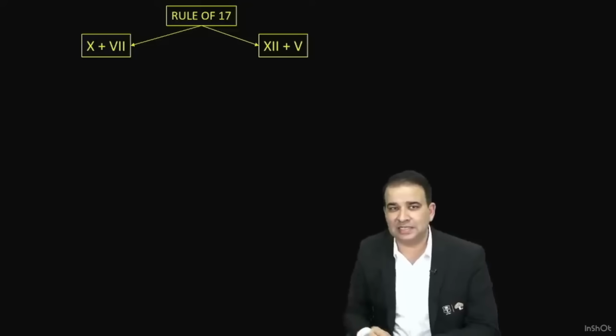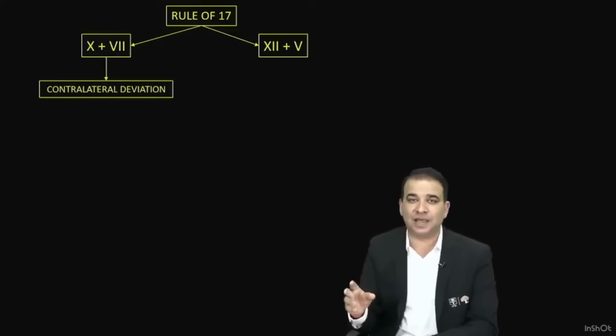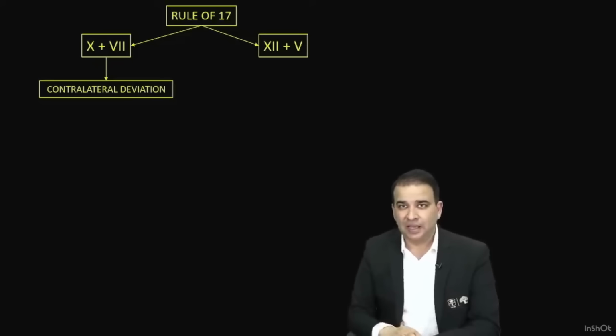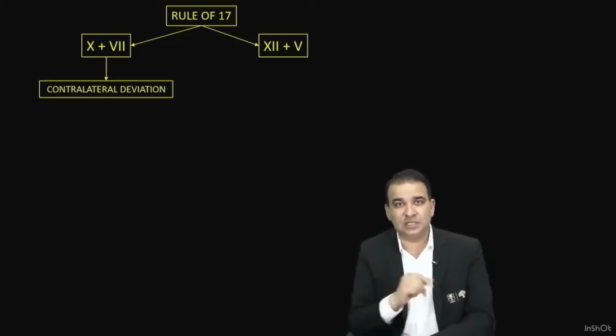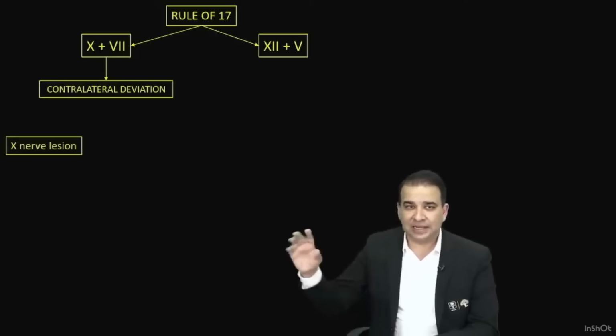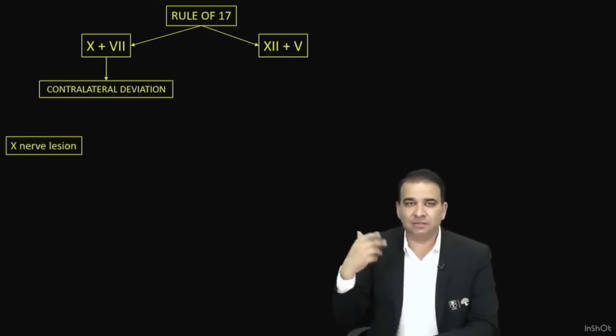Injury to the 10th and 7th nerve, the deviation of the structure they are supplying is always on the contralateral side. Whatever the 10th nerve and 7th nerve supply, if the injury is to that nerve, the deviation will be seen toward the contralateral side. Like, if you take the example of 10th nerve first, guys. 10th nerve, vagus nerve, supplies the uvula.